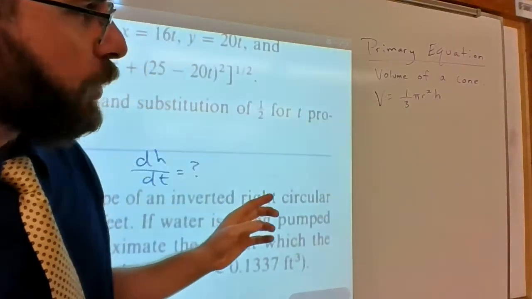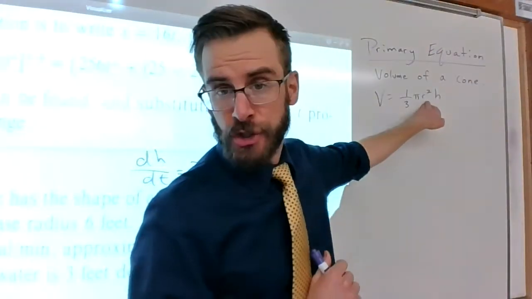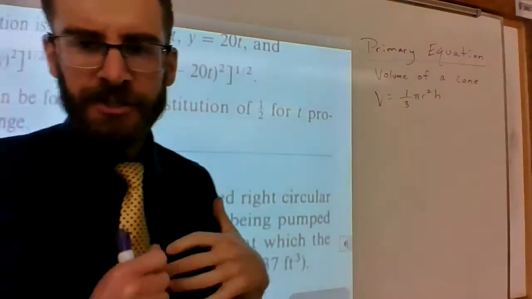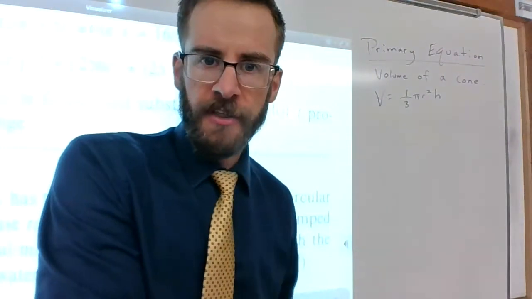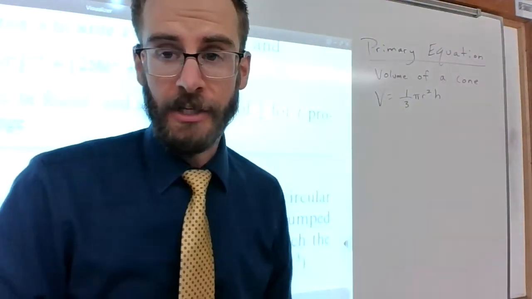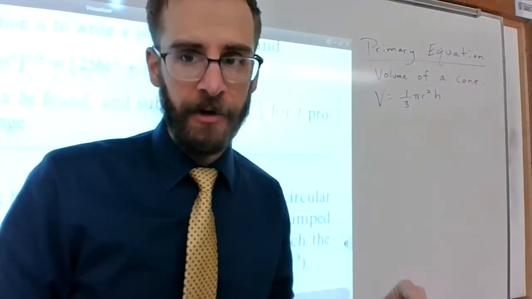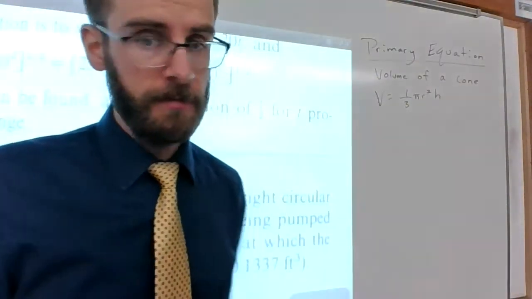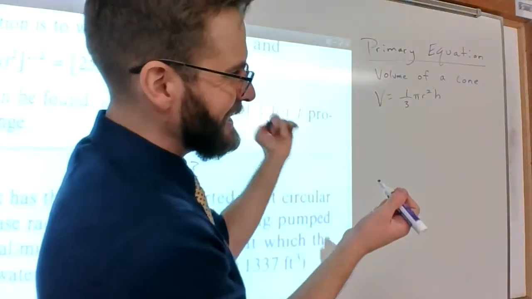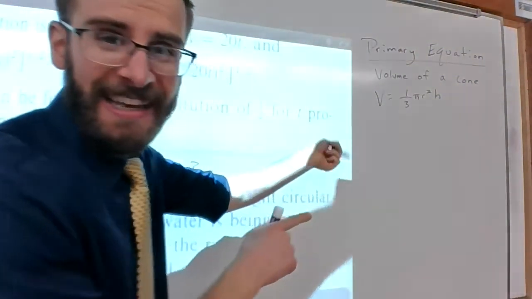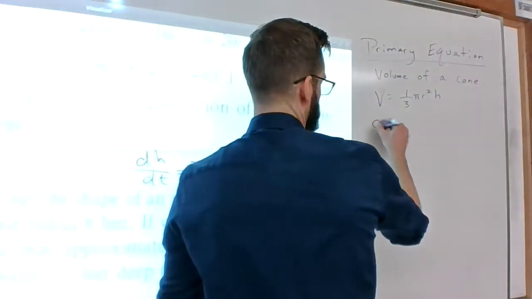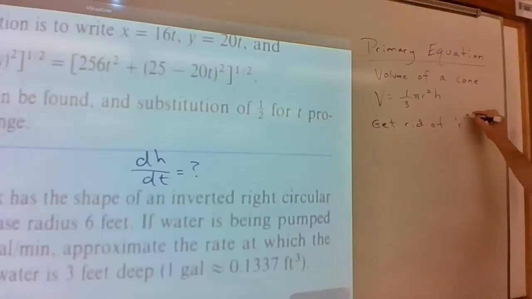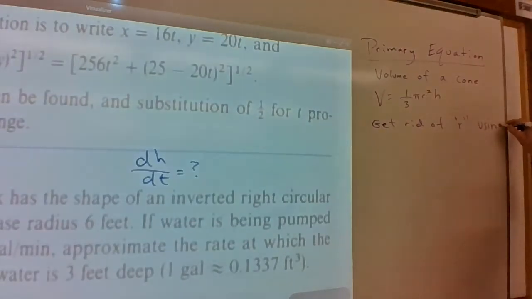So, my primary equation, it's kind of iffy because I've got two different variables. I know I want dH dt, so if we can get rid of the r's, that would be great. So in order to do that, we need a secondary equation. The primary equation is the equation that we take the derivative of. So we're eventually going to do d dt of this, but we first need to get rid of that r. Get rid of r using a secondary equation.